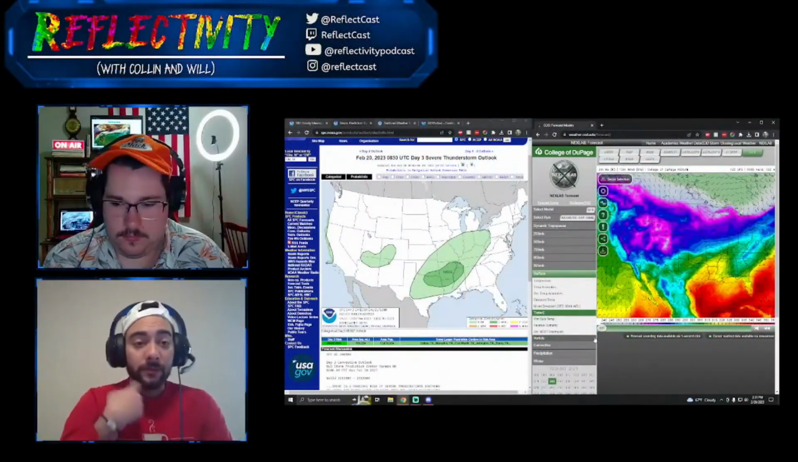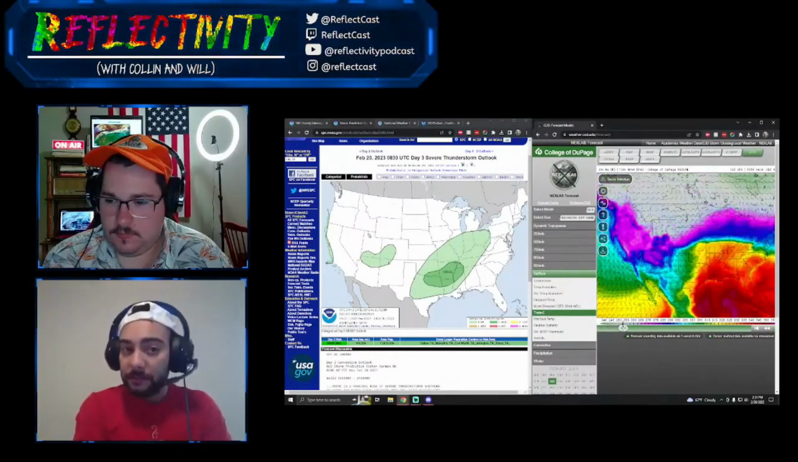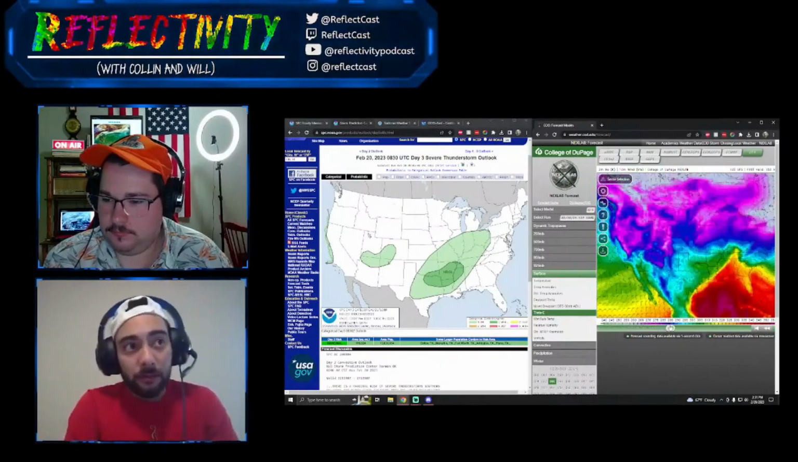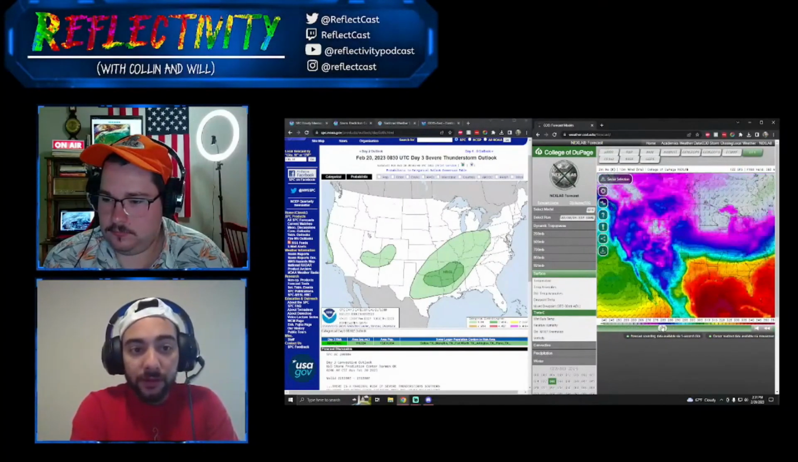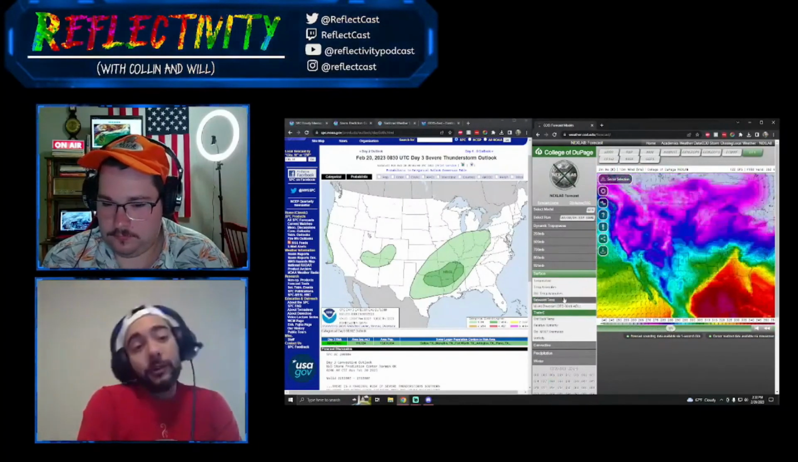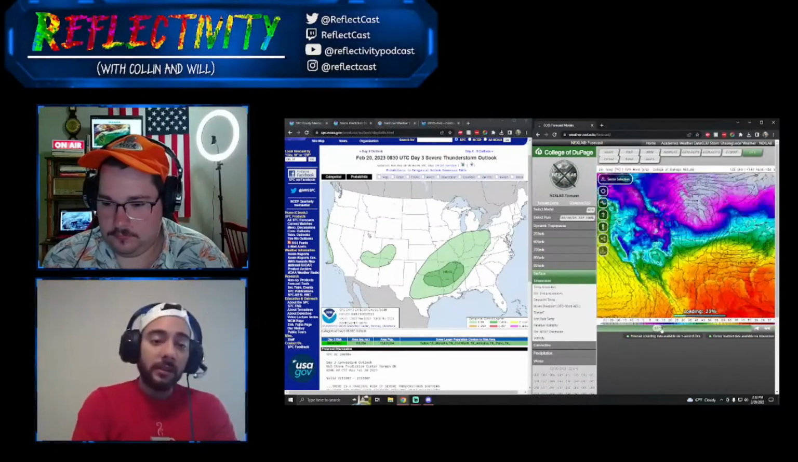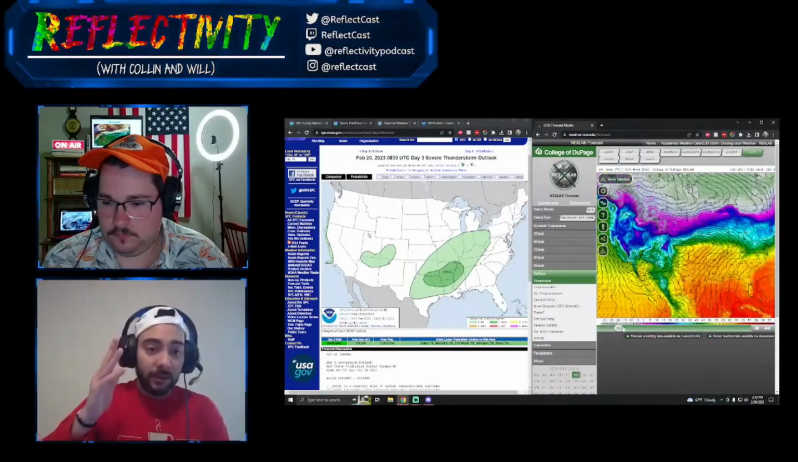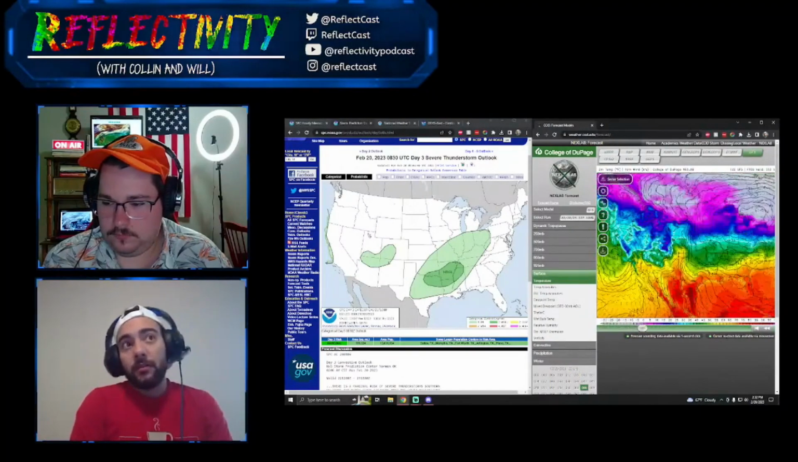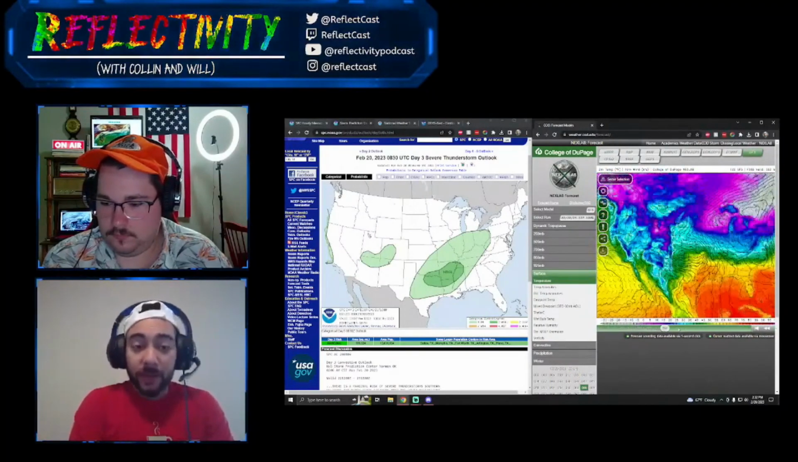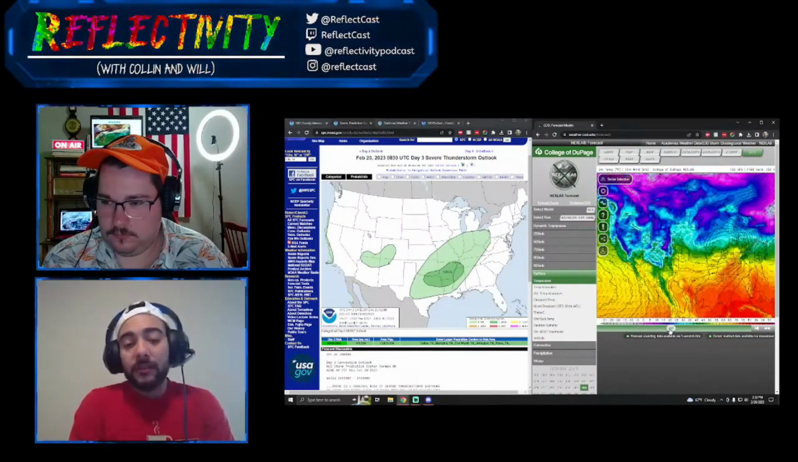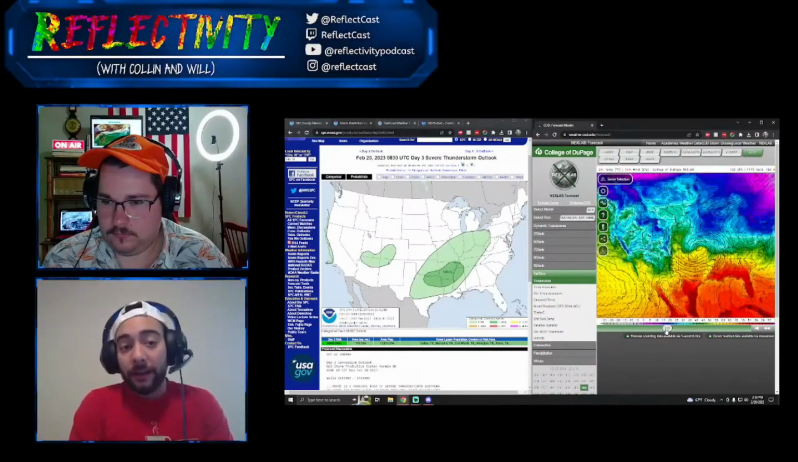There's possibility for some pretty decent... It looked like a pretty classic Southeast U.S. setup that just never materialized, and I think some of the weak mid level lapse rates, which is what lapse rates are for those who don't know, is the rate at which temperature drops as you go up in the atmosphere. And moist air, as much as everyone hates that word, moist air cools slower than dry air does.